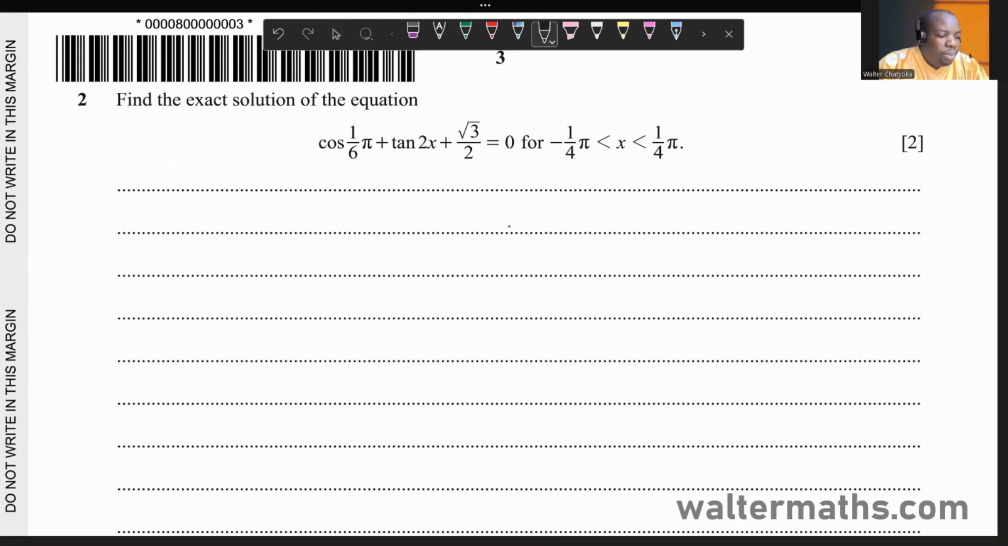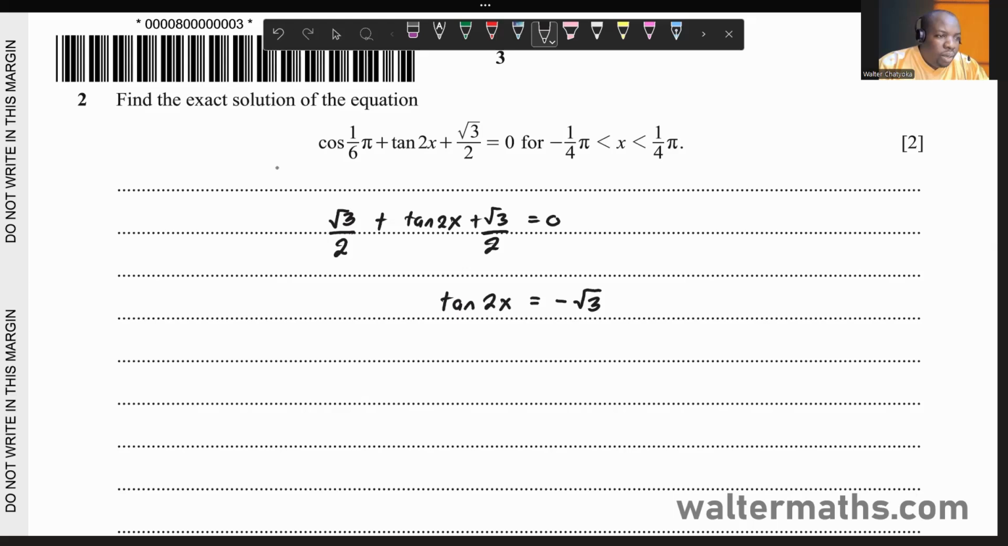So in this particular case with this equation, we know that cos of a sixth pi, that's like cos 30, is actually root 3 over 2. And that's plus tan 2x plus another root 3 over 2, that's there already, equal to 0. So that means that tan 2x is equal to, moving them over to the other side, minus root 3, because root 3 over 2 plus root 3 over 2 is 2 of root 3 over 2, which technically is root 3.